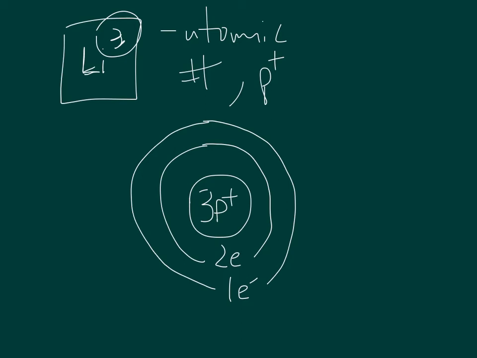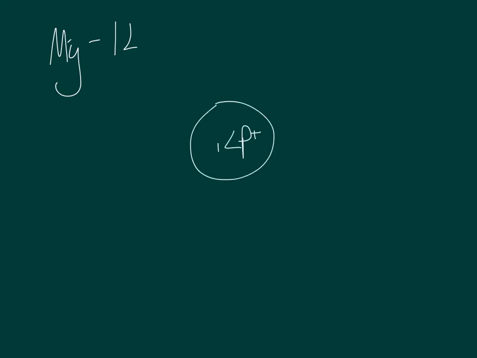Let's do another example. Let's take magnesium. Finding magnesium on the periodic table, it has an atomic number of 12. So, with 12 protons in the nucleus, we have 12 electrons that we have to add to this atom.